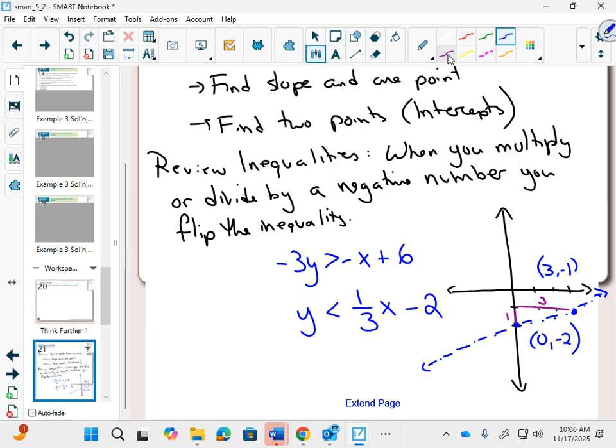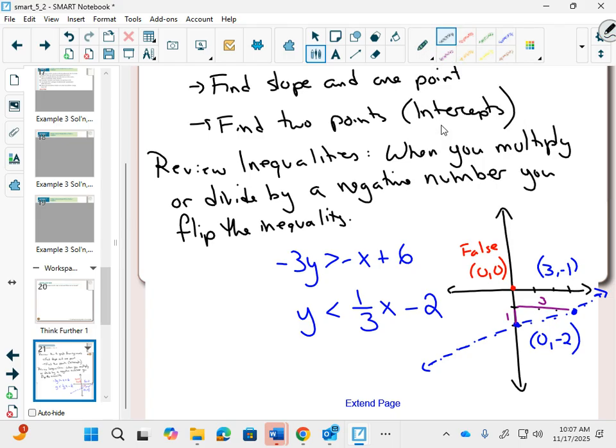Now finally, I have to shade. Will I shade above or will I shade below? Okay. You could take 0, 0 as a test point. If you plug in 0 for y and 0 for x, is 0 less than negative 2? No. 0, 0 would show up as false.